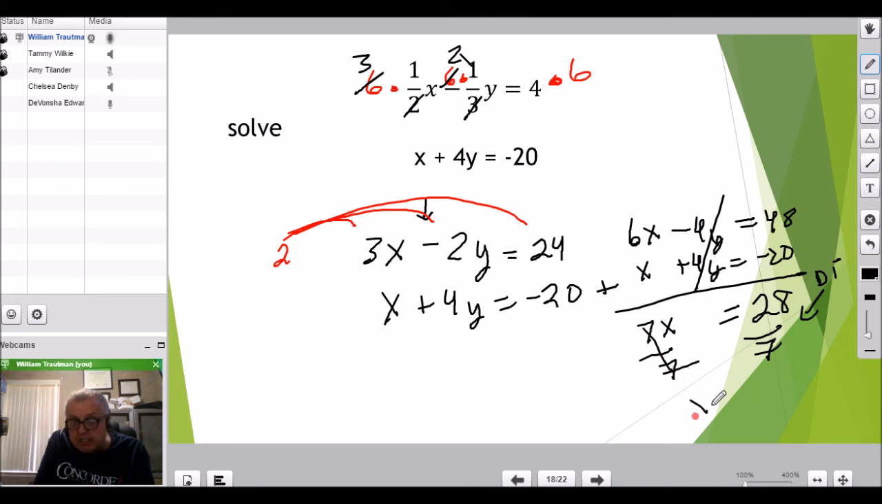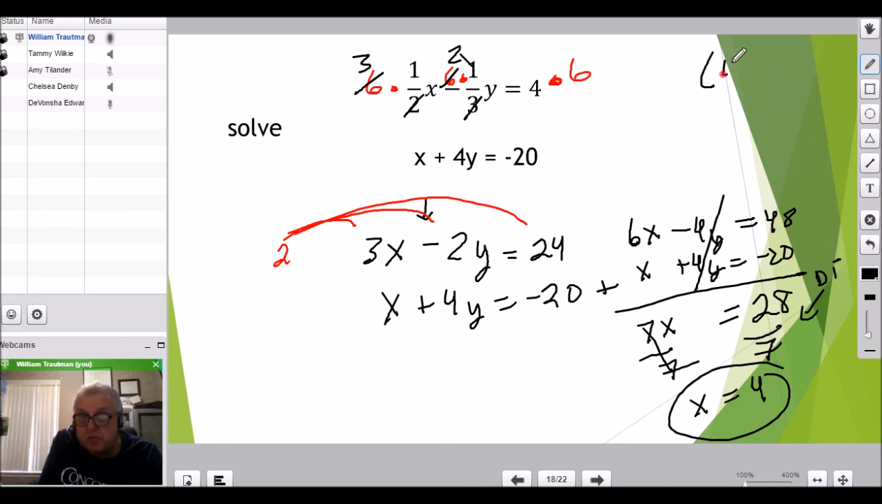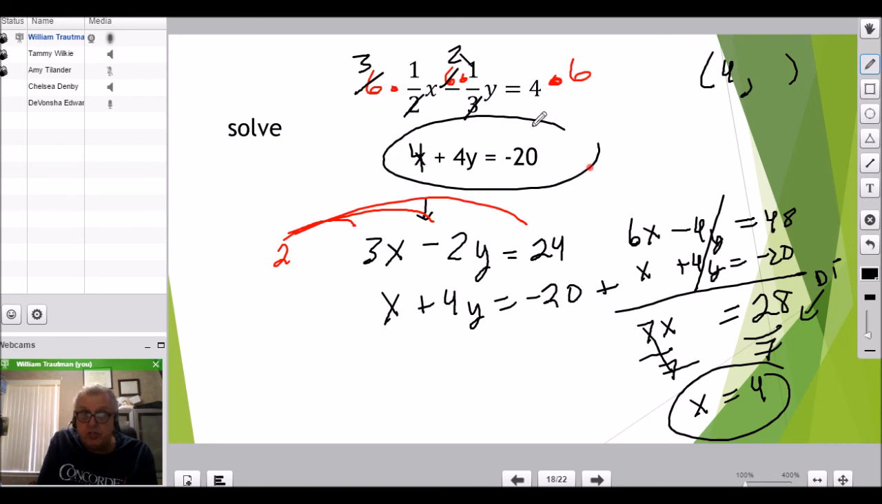And I get x equals 4. Okay, so I have one answer. X equals 4. I just have to have the y. So if I put a 4 in here, it doesn't matter which equation you use. I'm not using the fraction one. I'm going to put a 4 in the x here.